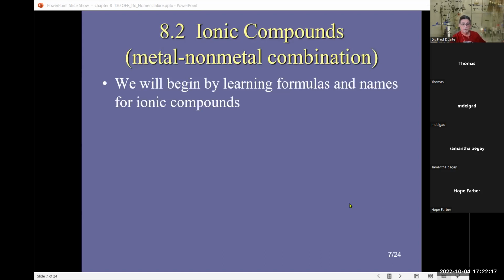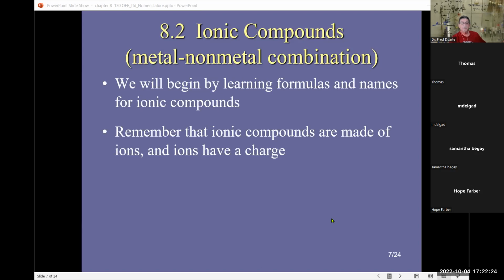Ionic compounds, the metal-nonmetal combinations. We're going to begin by learning formulas and names for ionic compounds. Remember that when we're dealing with ionic compounds, they are ions. So you might be given the elements and asked to write a compound from these elements. The first thing you have to do is convert the elements into their respective ions. You do that by knowing their position on the periodic table and whether it's a metal or nonmetal, as to whether they're going to have a plus or a negative.